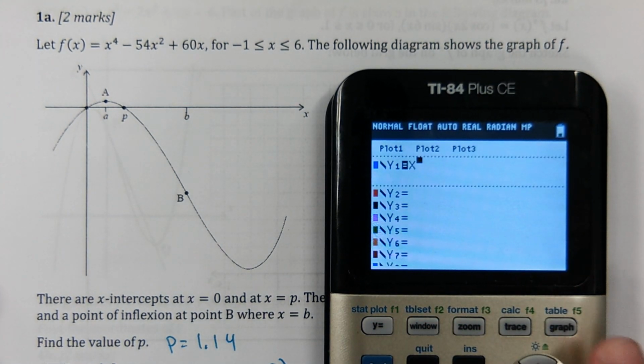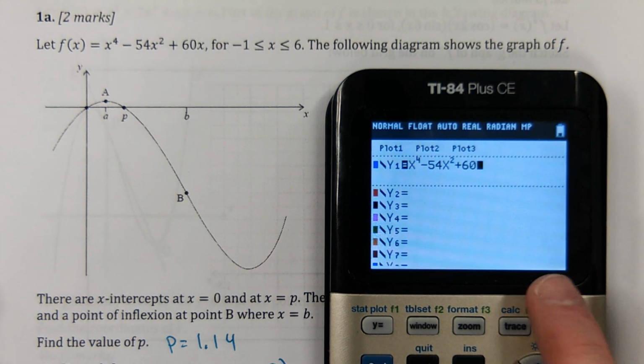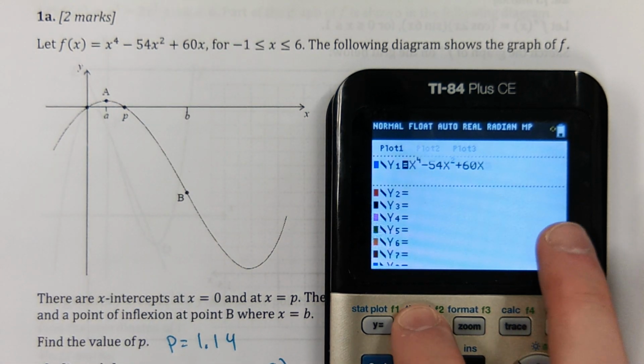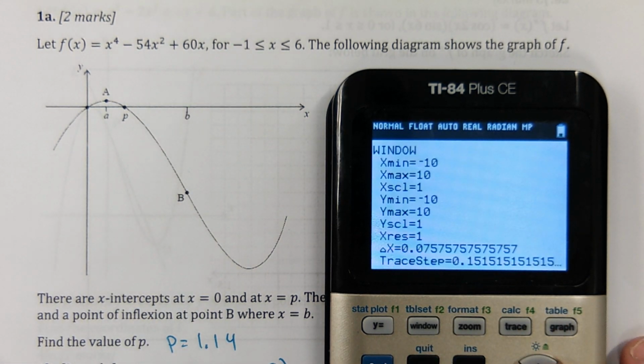it in: x raised to the 4th plus 54x squared plus 60x. We've restricted the domain from -1 to 6, so go to your window. X minimum is -1, x maximum is 6. The scale of 1, yeah, that'll work out.